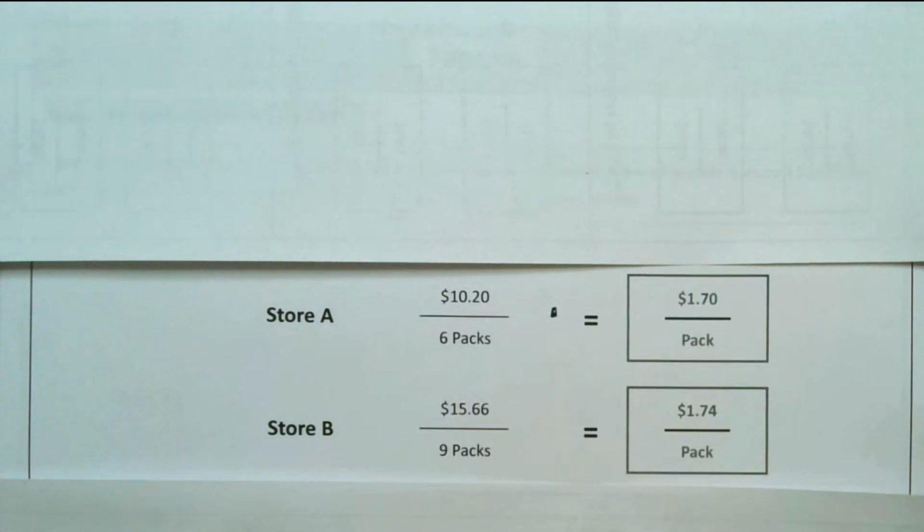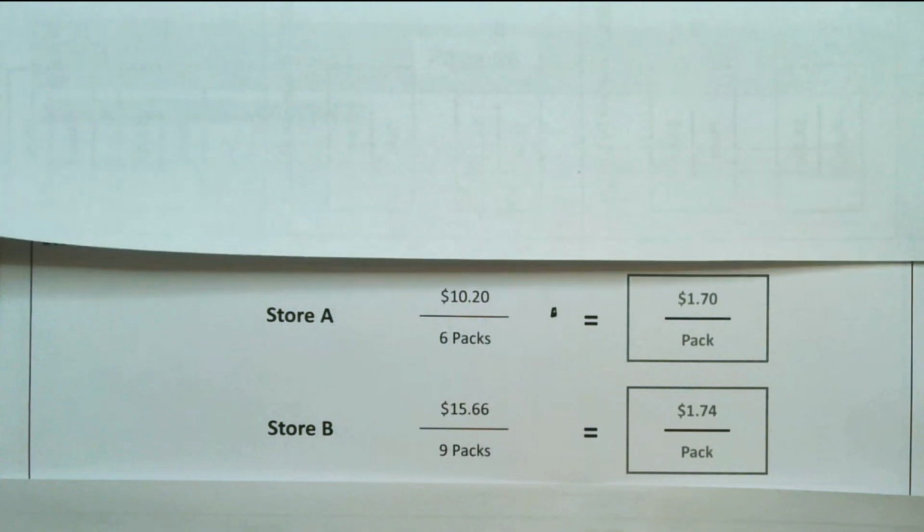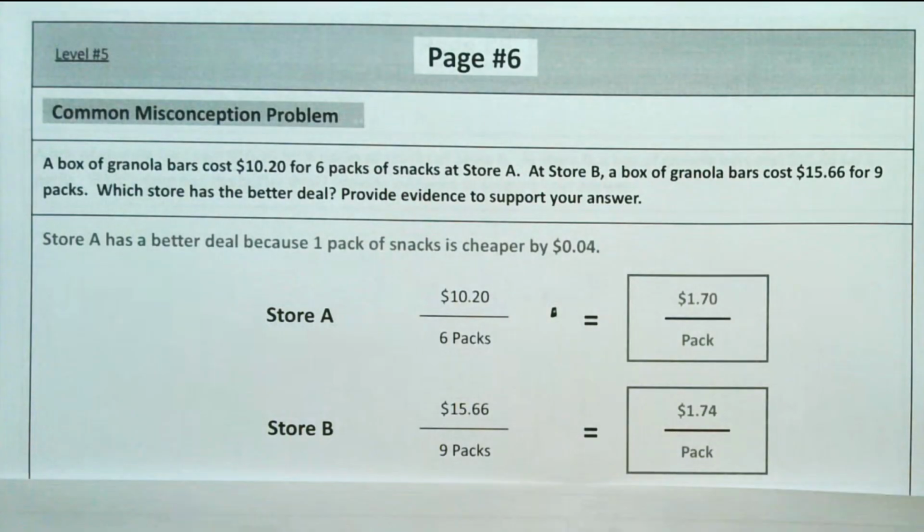For store A, you should have gotten $1.70 per pack. For store B, $1.74 per pack. If you didn't get those answers, you might have just rounded wrong. So go ahead and fix any errors so far. And then remember, when you provide evidence, you need to write a sentence. So store A has a better deal because one pack of snacks is cheaper by 4 cents.